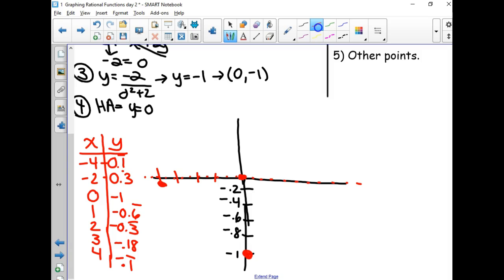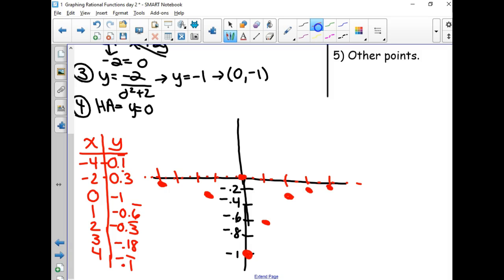At -2, I'm at -0.3, so I'm approximately right here. At 0, -1. At 1, I'm at -0.6 repeating, so I'm approximately right here. At 2, I'm at -0.3 repeating. At 3, I'm at -0.18. And at 4, I'm at -0.1.